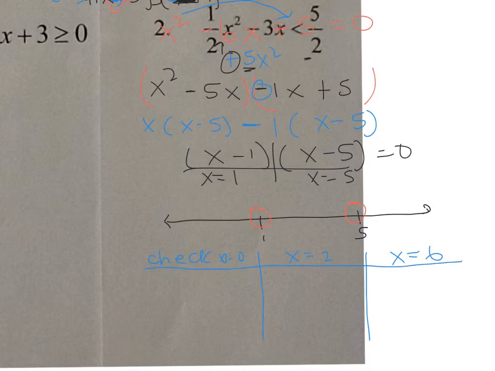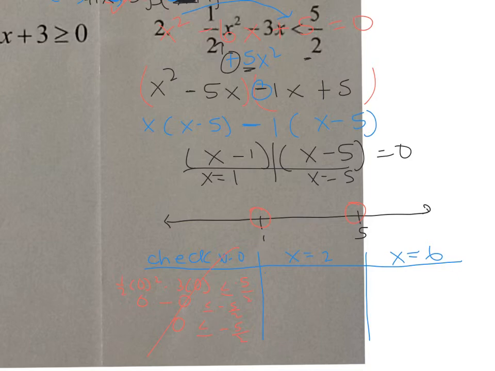Now, when you plug this in, you always plug it into the original. So remember, my original was 1/2 x squared. So it's going to be 1/2 times 0 squared minus 3 times 0. Is that less than or equal to -5/2? All right, so let's check. You could plug this into your calculator. So this all becomes 0 minus 0, which is less than or equal to -5/2. Is 0 less than or equal to -5/2? No, 0 is actually greater than. So this is not true.